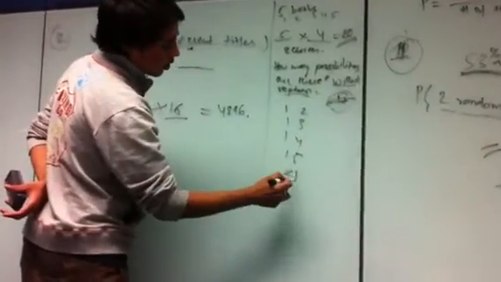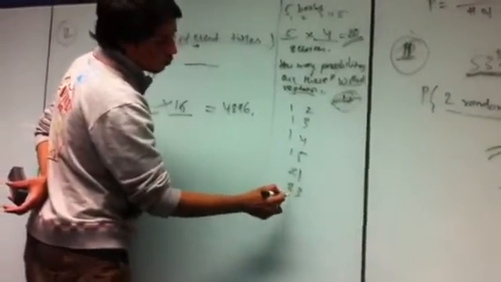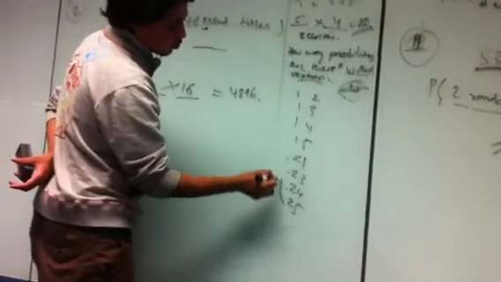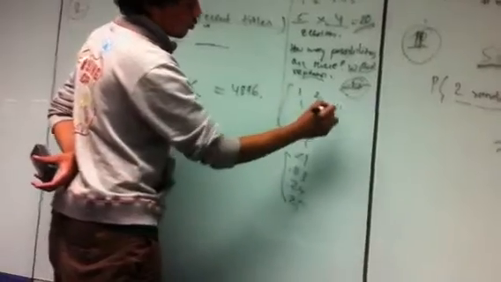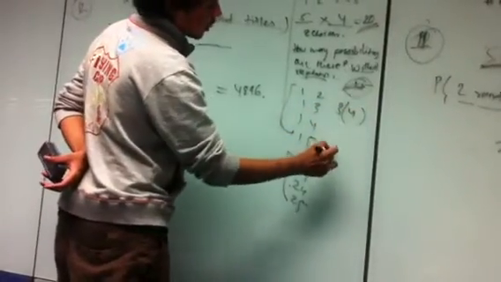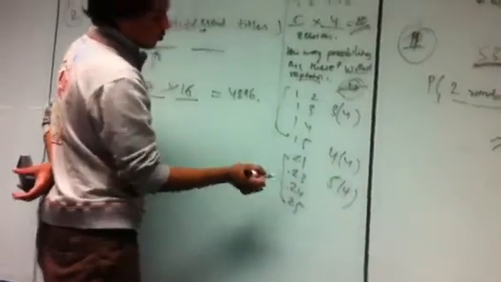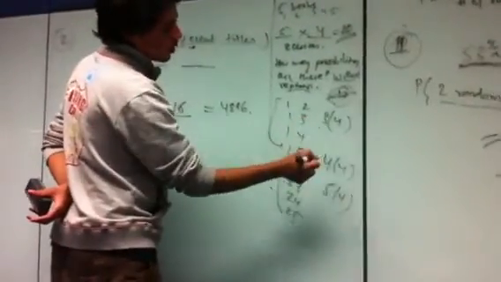So you can have 2, 1, 2, 3, 2, 4, 2, 5. So this is 4. For 3 it's going to be 4, for 4 it's going to be 4, and for 5 it's going to be 4. So the total will be 4, 8, 12, 16, 20.